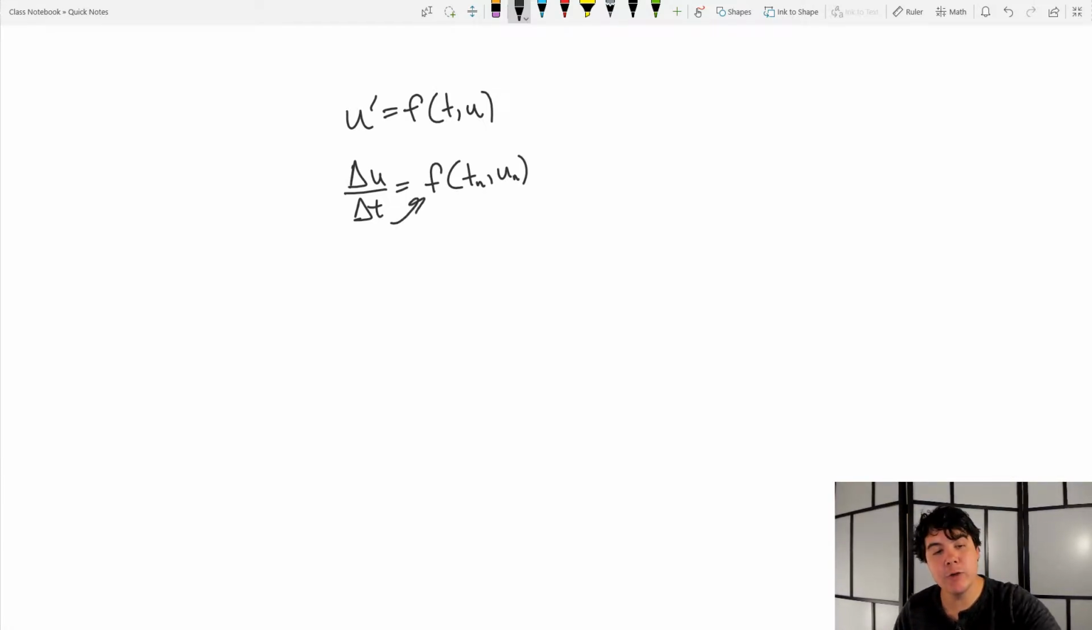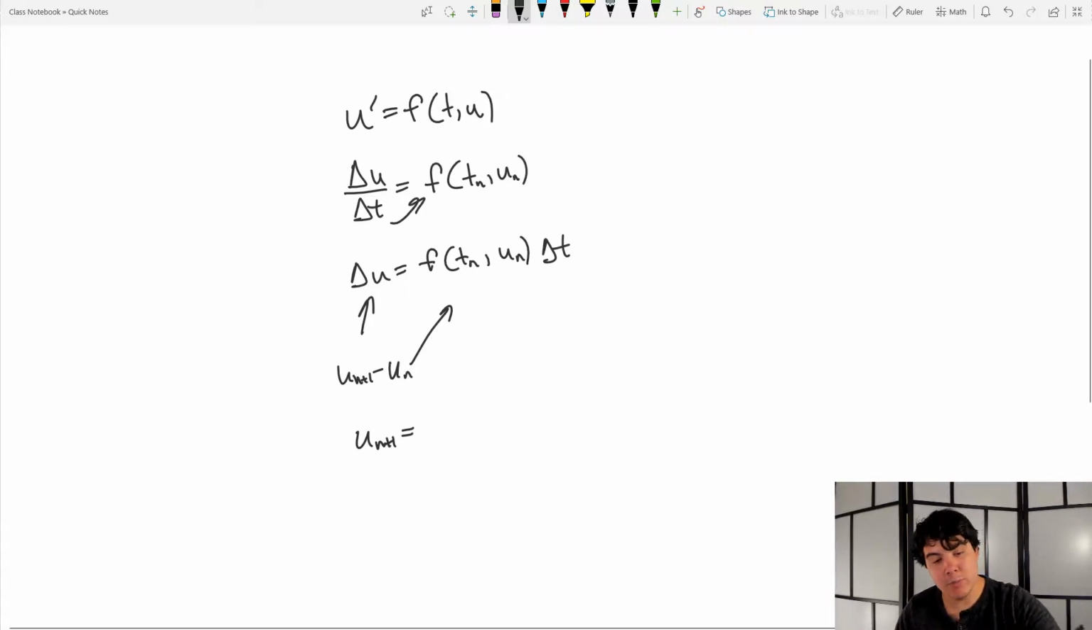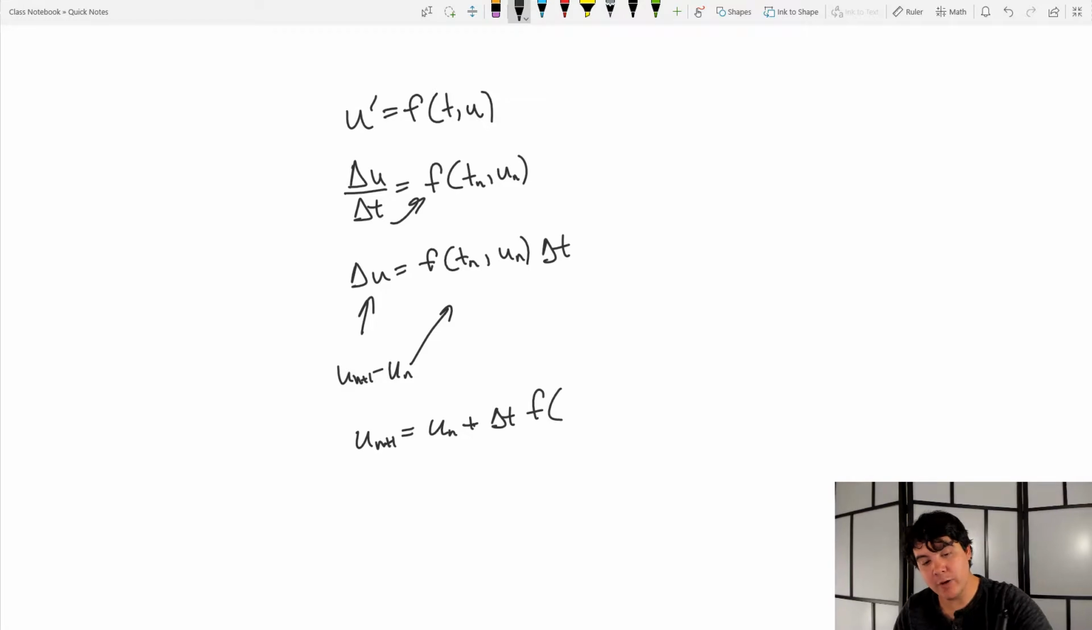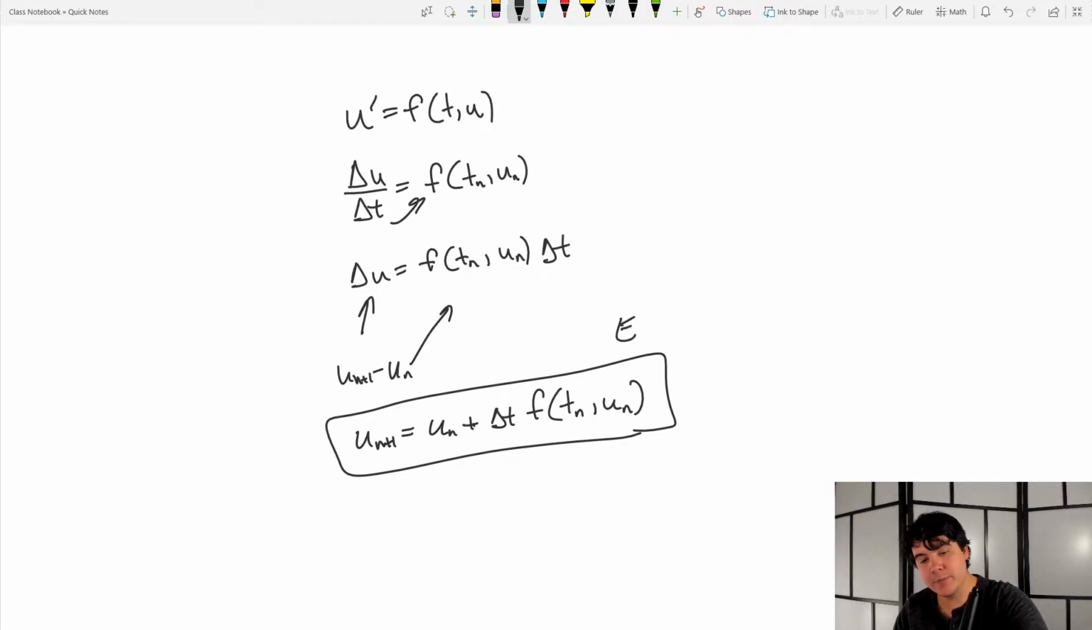And when we move this over, we say that delta u equals f of t sub n, u sub n times delta t, where delta t is the future time point minus the previous time point. And when we move that u sub n over, we have that u sub n plus 1 equals u sub n plus delta t times f of t sub n, u sub n. And this method right here is Euler's method.